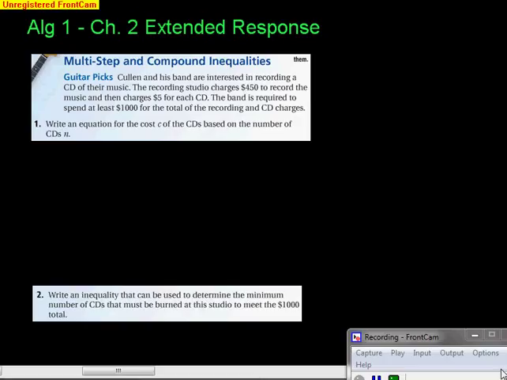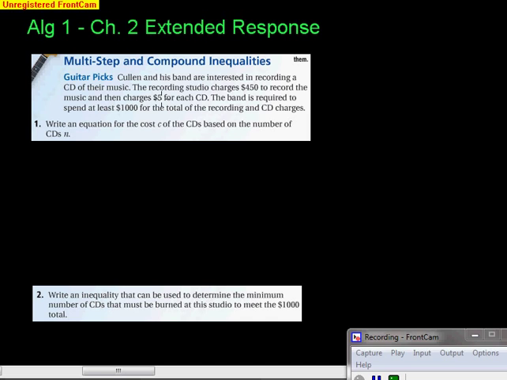Okay, so this video is for Algebra 1 for your Chapter 2 summative assessment. Again, just going through an extended response question for you. So I've broken it up into parts. I would suggest you press play, press pause as you go through to check your work against mine, but try it yourself first.